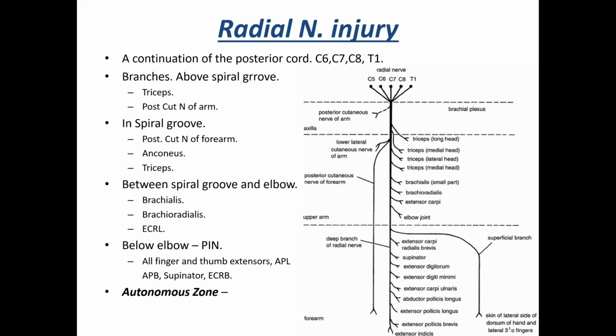And a superficial branch, which is the sensory branch of the radial nerve, goes and supplies the skin over the dorsum of the hand, the first web space. Okay. The autonomous zone of the radial nerve is the dorsum of the first web space.